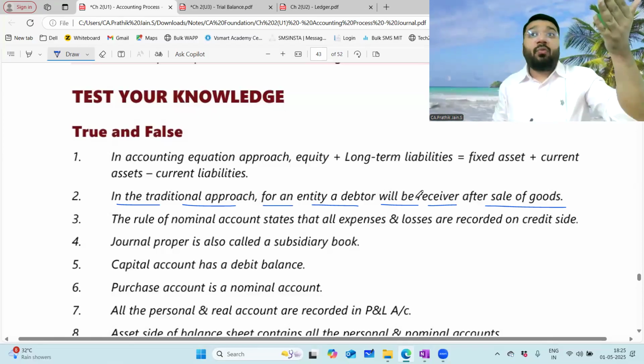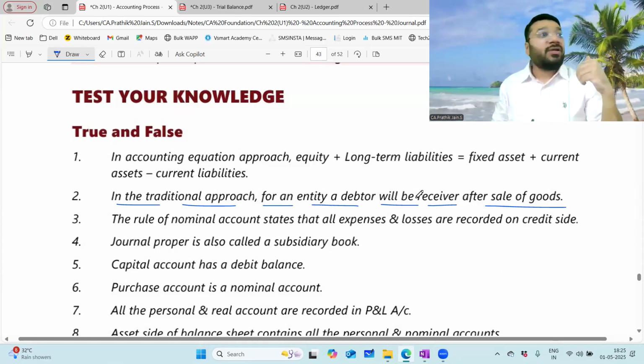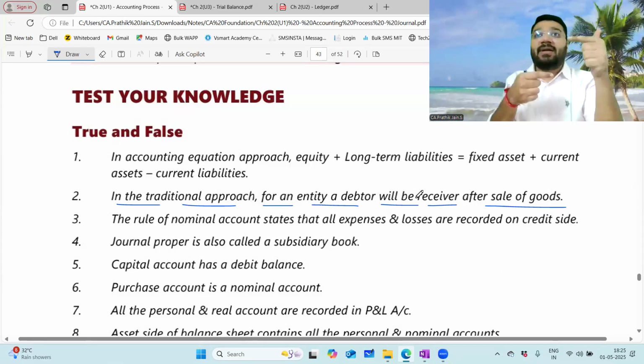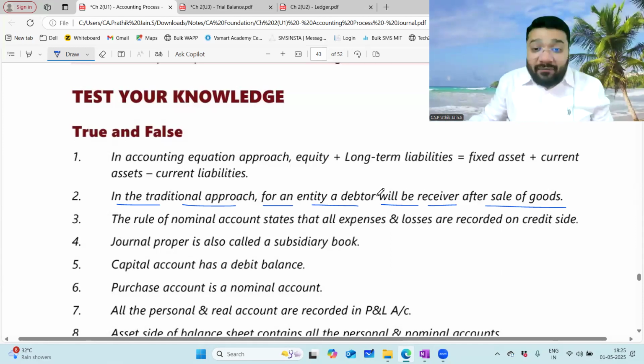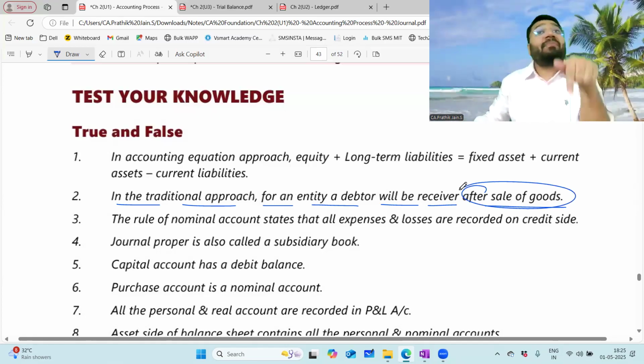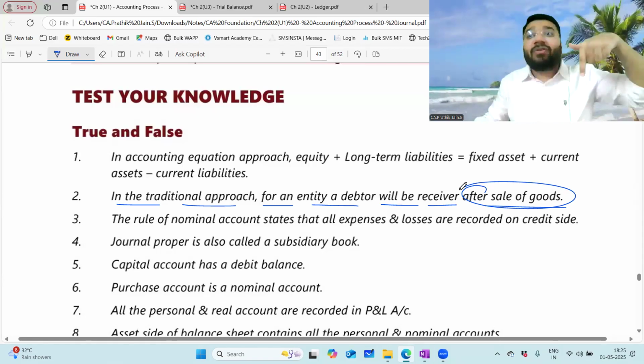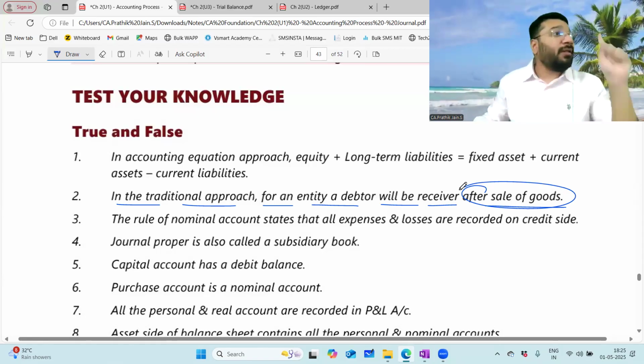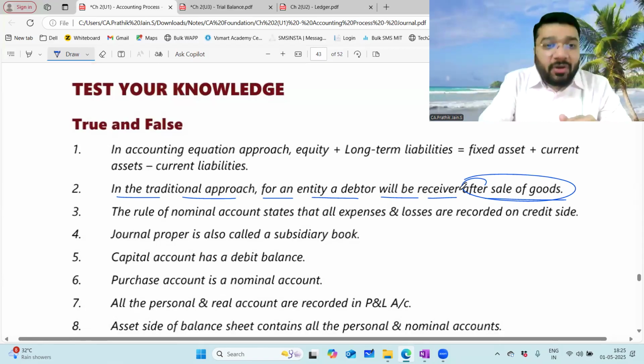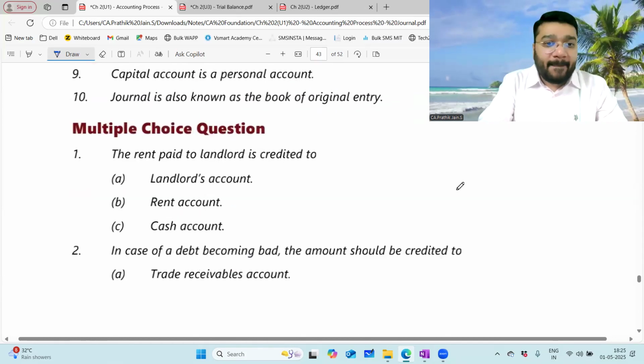From his point of view, what is he doing? He's receiving the goods. So what is the entry? Debtor to sales. Debit the receiver. He's receiving the goods. After sale of goods, he has to pay money. So he'll be the giver of the money, not the receiver. True or false? False. Answer.